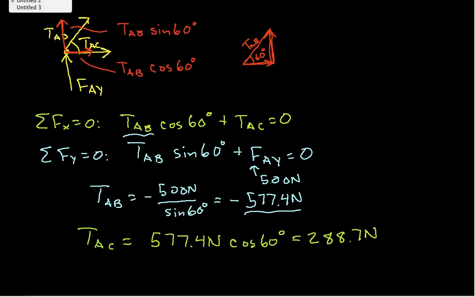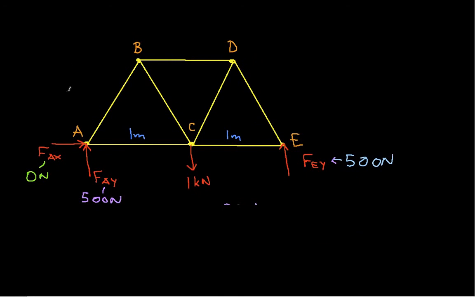Let's go put these on our picture. Let's see, we have TAB and TAC. We have TAB, this is minus 577.4 newtons. And TAC is 288.7 newtons. Okay.